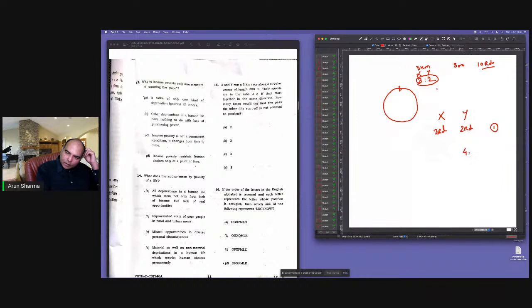Y jab 4 round karega toh X will do 6 rounds, right? To ye second crossing hoga. Y jab 6 round karega, X will do 9 rounds, aur ye third crossing hoga. Y jab 8 round karega to X ka 12 round ho jayega. So Y is doing 8 rounds, X will do 12 rounds. So these 3 crossings, question 15 the answer B.